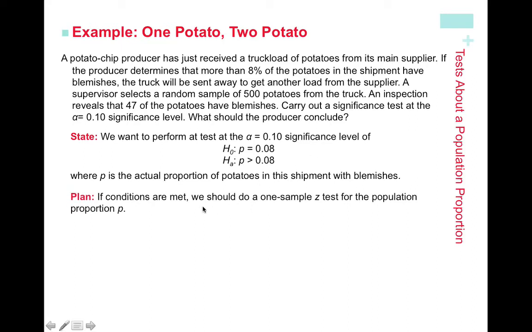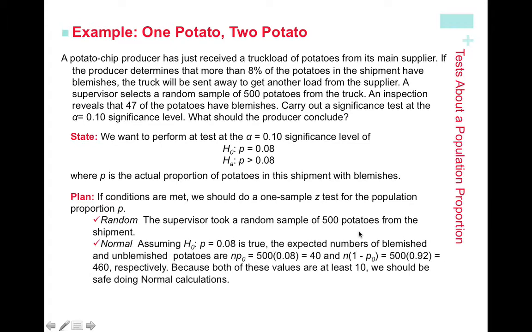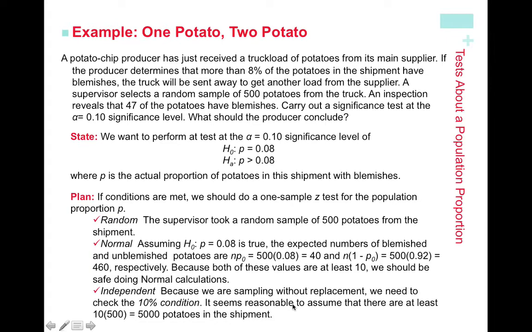Then I told you to write that you're doing a 1 sample z-test for the population proportion. The random condition: so again, do your best work here on the AP exam, write things out. The supervisor took a random sample of 500 potatoes. The normal condition: you can't just write n times p is greater than or equal to 10. All that demonstrates is that you know what the condition is. It doesn't demonstrate that you checked it. So you need to show that you've actually done the math and checked it. Both of those are bigger than 10. The independent condition: since you're sampling without replacement, we're going to check the 10% condition, so it seems reasonable that there's at least 5,000 potatoes in the shipment.